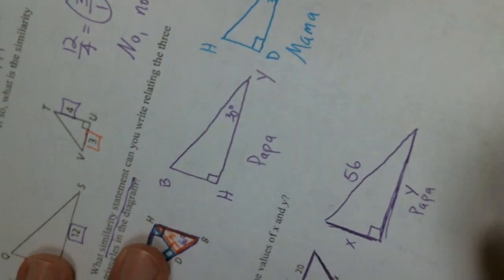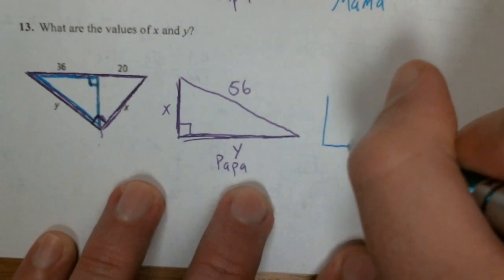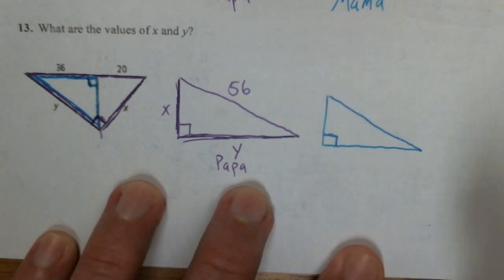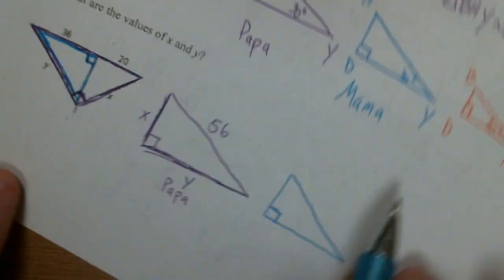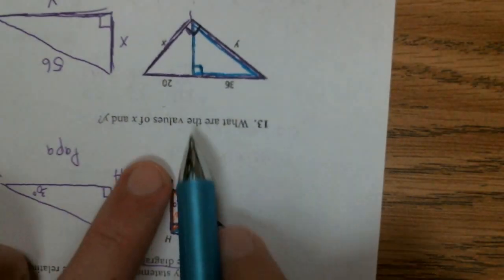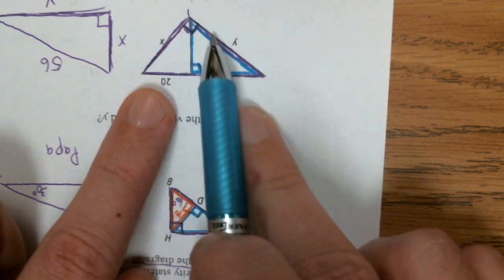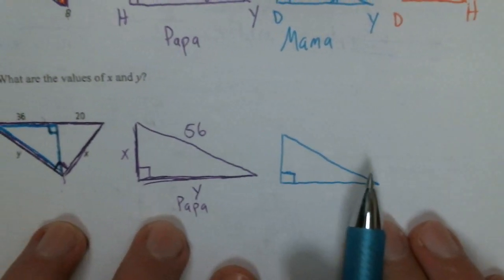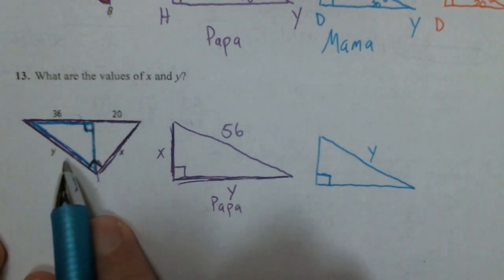And here's the box. Here's the 90-degree angle for the blue Mama triangle. All right. Let's start with the hypotenuse. If you need to flip your paper, flip your paper. Here's the 90-degree angle. The hypotenuse is opposite. That's this side here. That's going to be the Y. So the hypotenuse for Mama is Y, opposite the 90-degree angle.